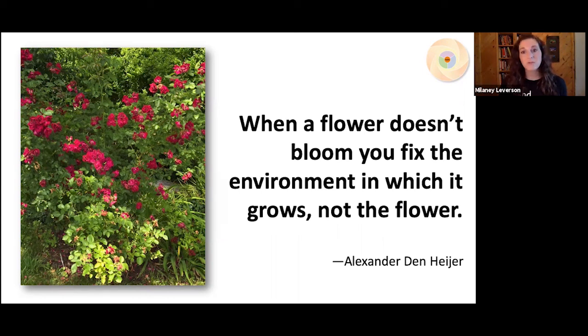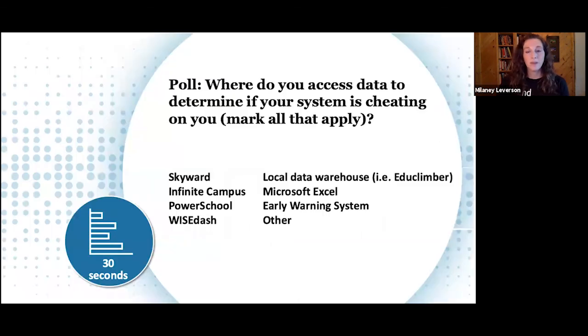The same is true of students. We first need to examine the data and see how well our yard or our practices are supporting our flowers or our children to grow and maintain. So let's think about all the places we can access data. We're going to have you complete a quick poll question. What we'd like you to do is answer where you currently access data to determine if your system is cheating on you. We want you to mark all of them that apply.